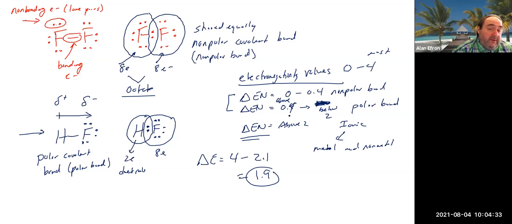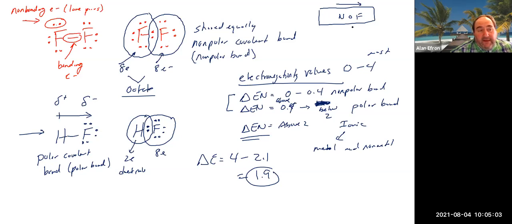Remember that also if you have elements in the same group or in the same period, you also don't need the values. So for example, if you're comparing nitrogen, oxygen, fluorine, we know electronegativity increases this way on the periodic table. So if you're comparing nitrogen and oxygen, you don't actually need the values. Oxygen is more electronegative than nitrogen, and it will create a polar bond.